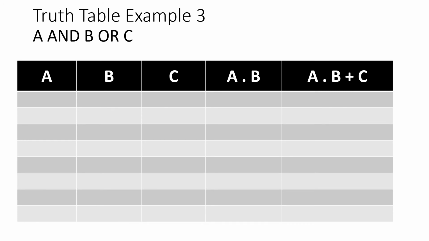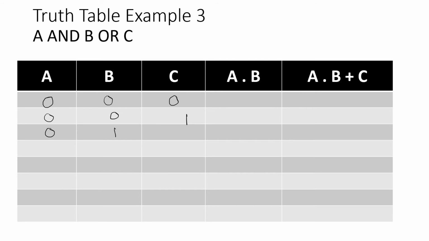So here's our next example. We want to work out A and B or C. And you can see now we've got 3 inputs. So we're going to have to type in 8 different possibilities. If we've got 3 inputs and each of the inputs can be 0 or 1, there are 2 to the 3, which is 8 different possible combinations of 0s and 1s in A, B, and C. We're going to start with 0, 0, 0, then 0, 0, 1. Basically, I'm just counting in binary.